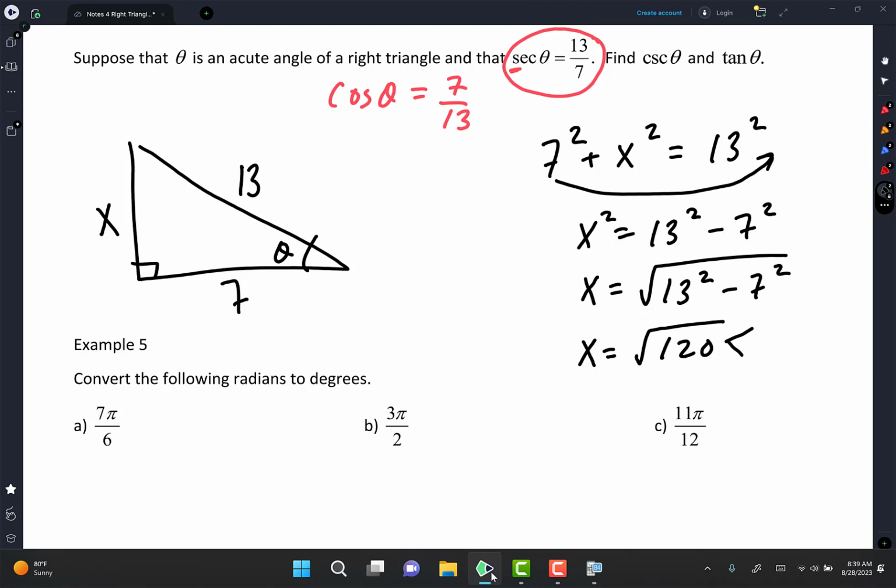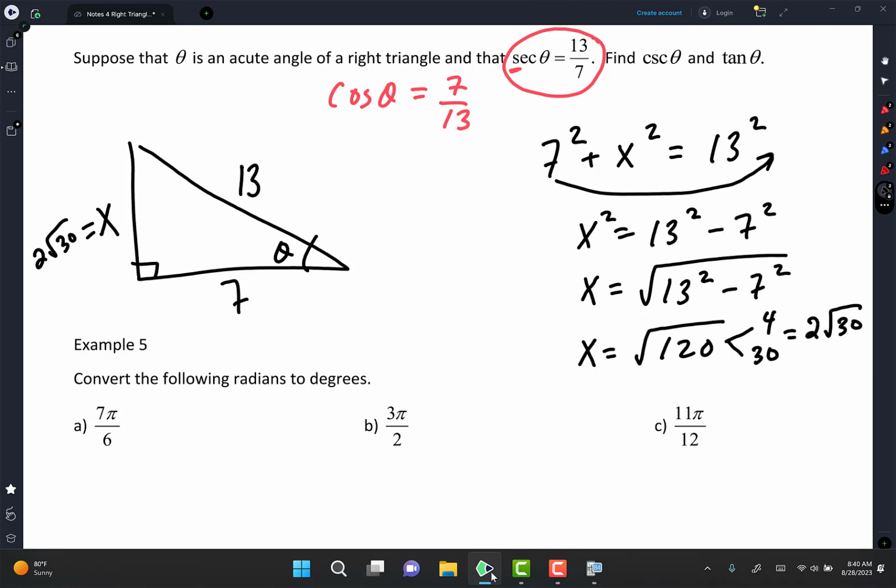If it were 12, 4 times 3 is 12, right? So that means 4 times 30 is 120. And which one of those is a perfect square root? What's the square root of 4? So 2 square root of 30. So that's what x is: 2 square root of 30. 30 doesn't break down. 5 times 6, but none of those numbers break down more.